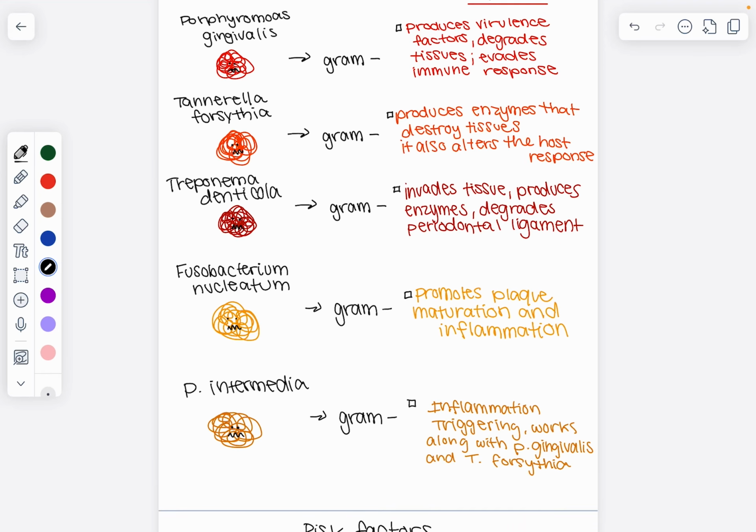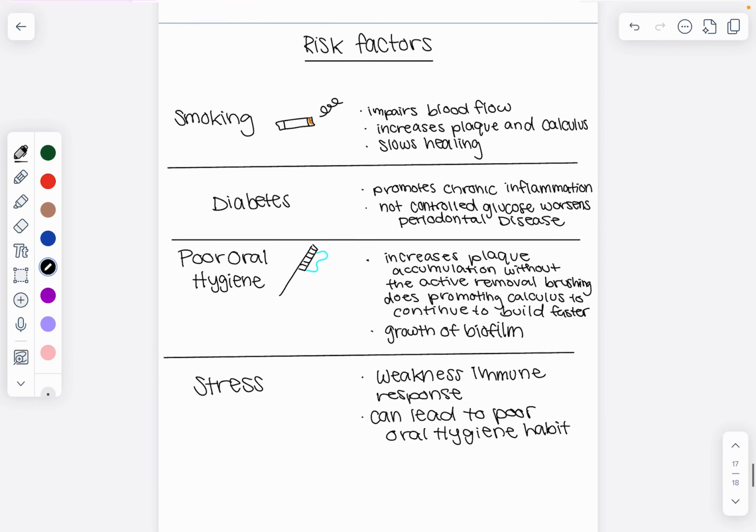Some other ones are Fusobacterium nucleatum, a gram-negative that promotes plaque maturation and inflammation. P. intermedia is a gram-negative, inflammation-triggering bacterium that works alongside P. gingivalis and T. forsythia. Some risk factors increase your chance of getting periodontitis. If you do any of these, it could increase the chances that you get perio.